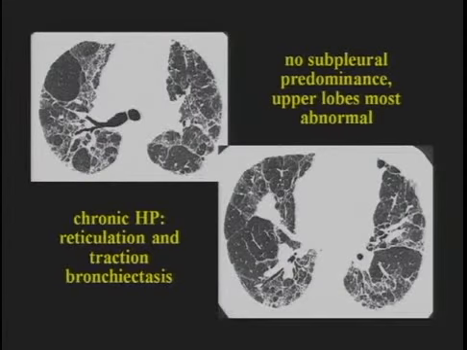Now, in patients who have chronic hypersensitivity pneumonitis, typically we see reticulation and traction bronchiectasis, maybe a little honeycombing. There is no subpleural predominance, and upper lobes are often most abnormal, and that's quite distinct from the appearance you see in UIP or the other interstitial pneumonias, again involving the entire cross-section of lung.